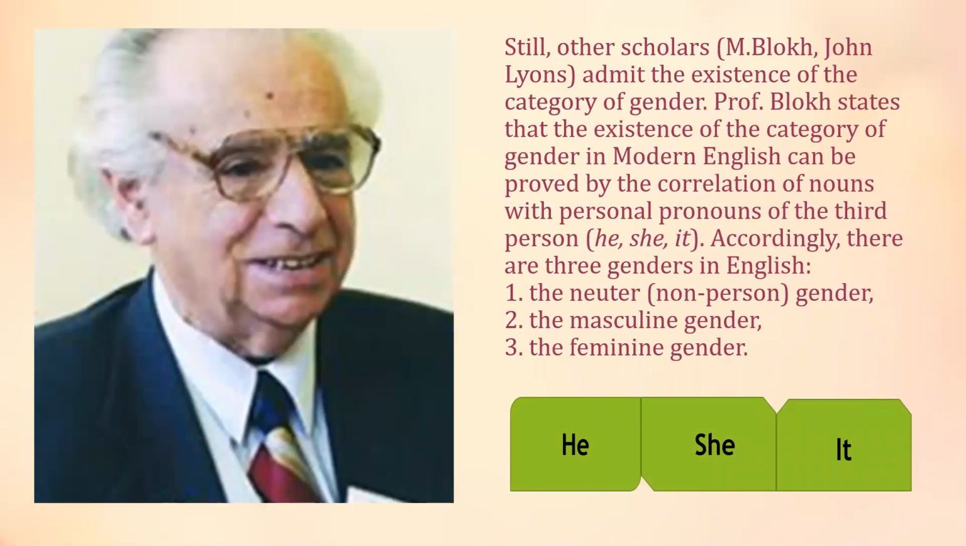Still other scholars, Michael Bloch and John Lyons, admit the existence of the category of gender. Professor Bloch states that the existence of the category of gender in modern English can be proved by the correlation of nouns with the personal pronouns of the third person, he, she, it. Accordingly, there are three genders in English: the neuter, non-person gender, which is it, the masculine gender, he, and the feminine gender, she.